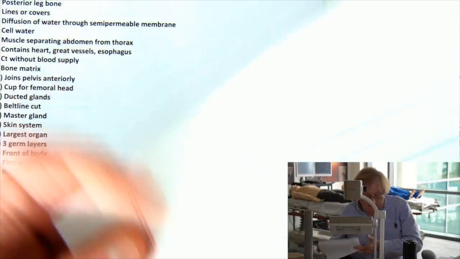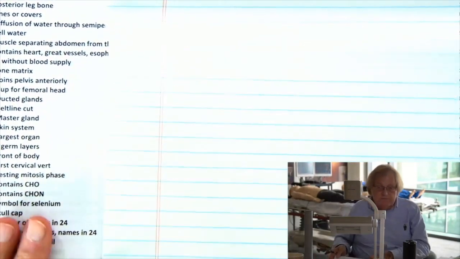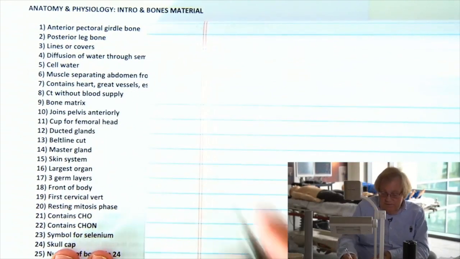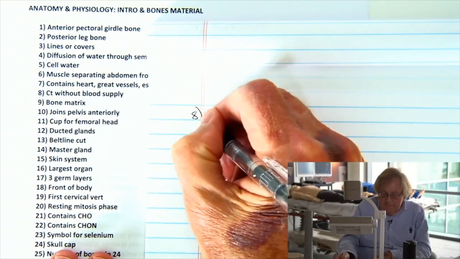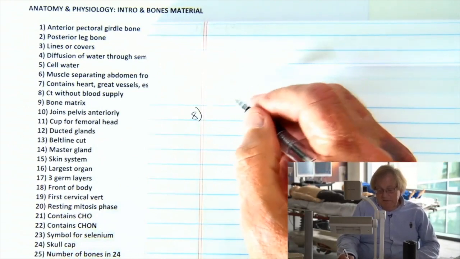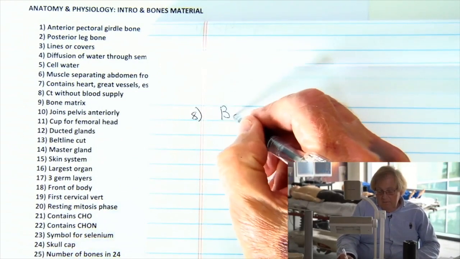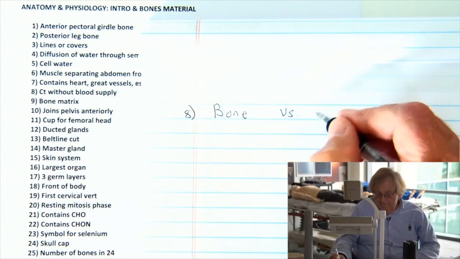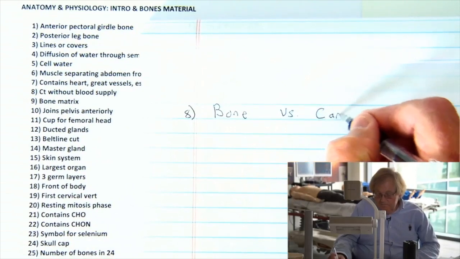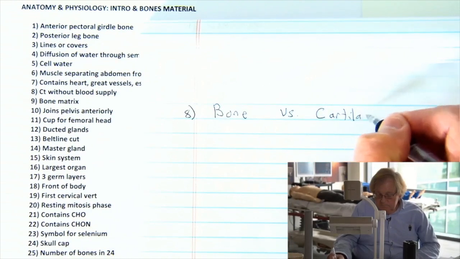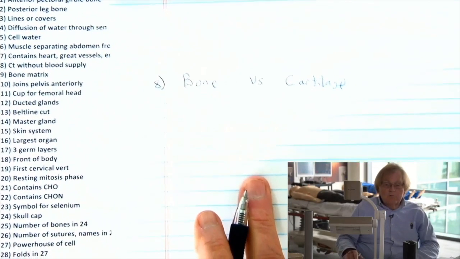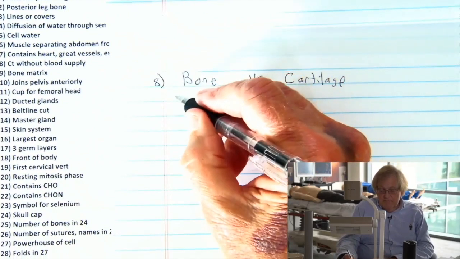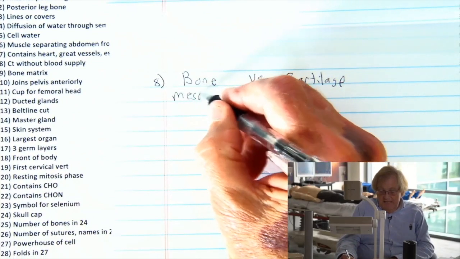Number 8 says the connective tissue without a blood supply. And of course, for connective tissue without a blood supply, we need to just compare bone to cartilage. Well, both bone and cartilage come from a germ layer called mesoderm. So that means they're alike in that regard.